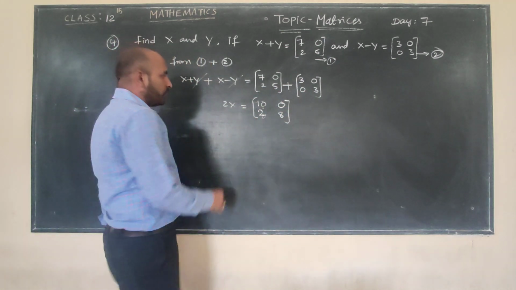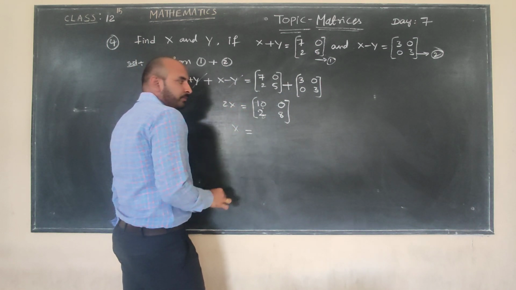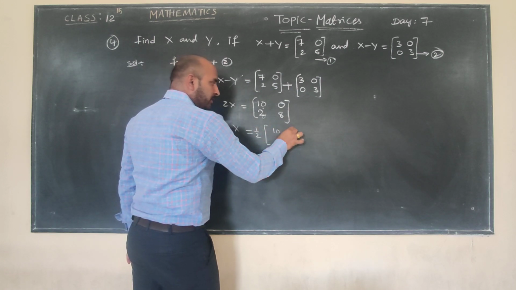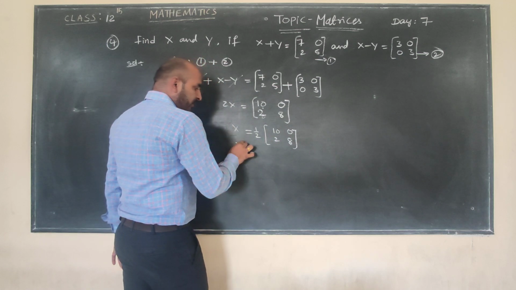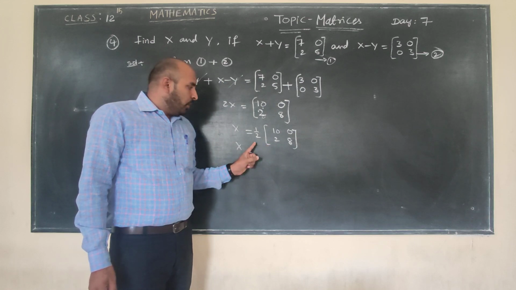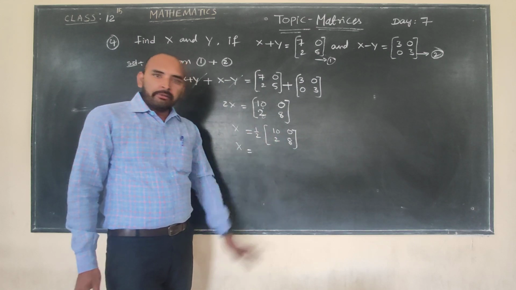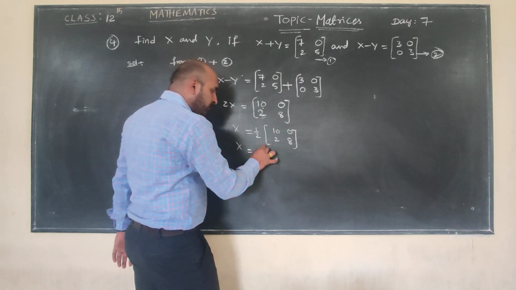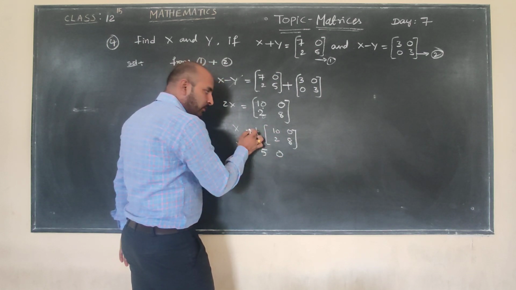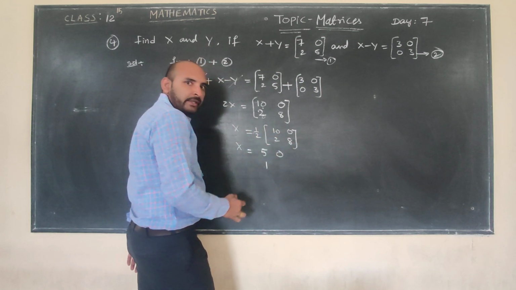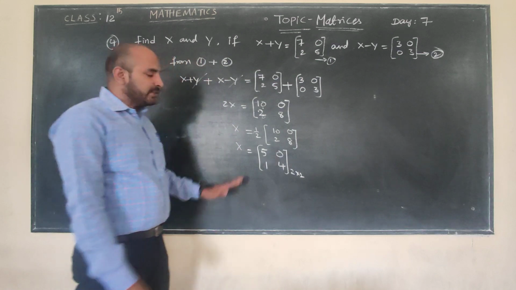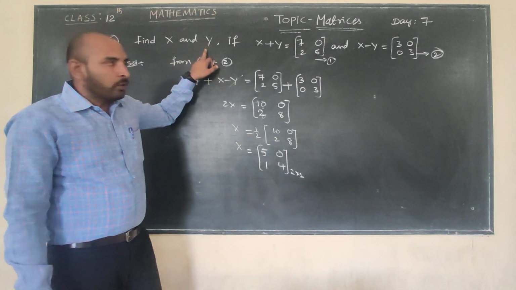7 plus 3 is 10, 0 plus 0 is 0, 2 plus 0 is 2, 5 plus 3 is 8. So now capital X equals 1 by 2 into the matrix 10 0 2 8. Here 2 is multiplied, so take this value to the other side as 1 by 2. This 1 by 2 multiplies each and every element. 1 by 2 of 10 is 5. 0 by 2 is 0. 2 cancels, the value is 1. 1 by 2 into 8 is 4, which is also a 2 by 2 matrix. This is capital X.